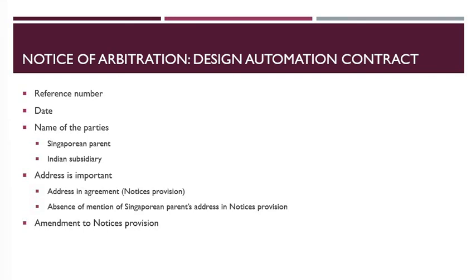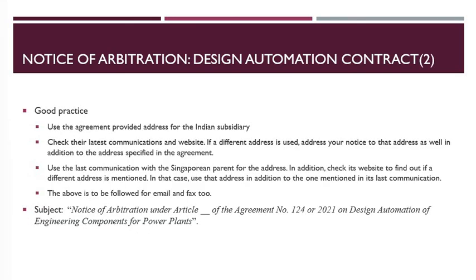Then the subject is stated. It would be: notice of arbitration under article dash of the agreement number 124 of 2021 on design automation of engineering components for power plants.